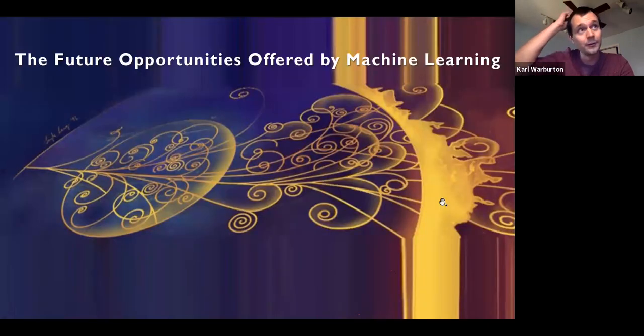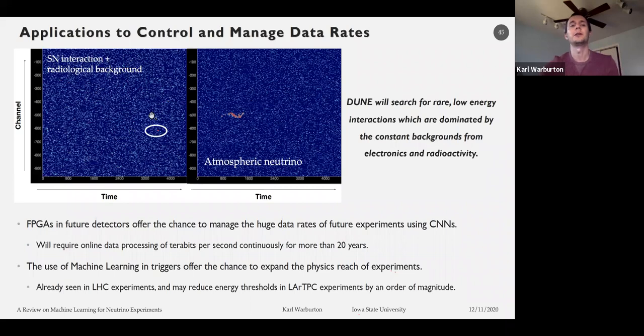So I just very quickly wanted to finish on some of the future opportunities offered by machine learning. Machine learning can really help us to control and manage our data rates. DUNE is going to be looking for very rare processes that will be massively dominated by things like radiological backgrounds or electronics noise in their detector. And it's really possible that FPGAs, so field programmable gate arrays, will be able to really help the detector process all this huge amount of data, and help siphon off the interesting events without saving petabytes upon petabytes of data to disk.